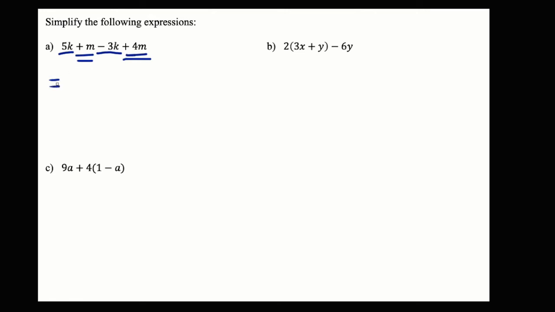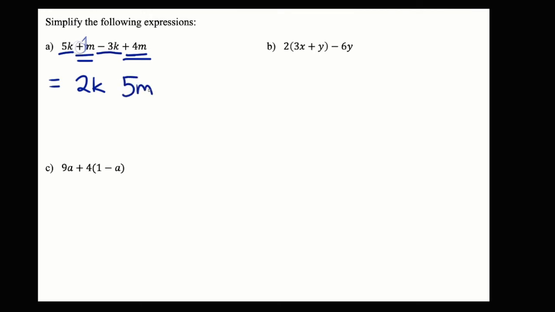Let's start with the k's. So I have 5k minus 3k will give me 2k. And I have positive m. I like to think of the first operation here as just meaning positive or negative. So positive 1m, I can kind of fill in an invisible 1 there, plus 4m. So that's going to give me 5m.